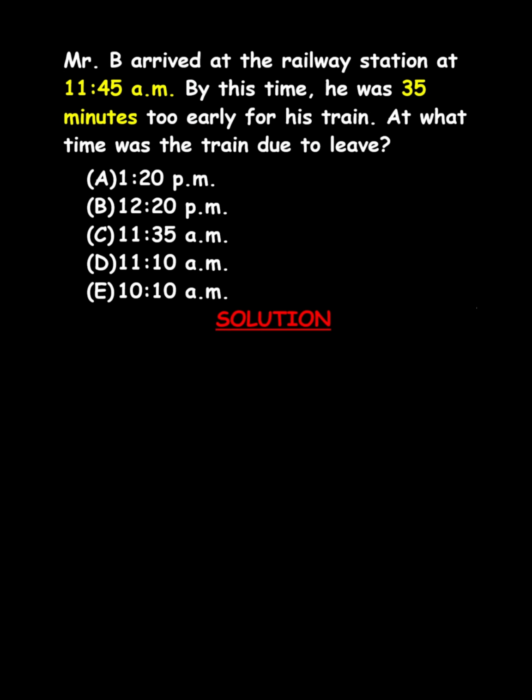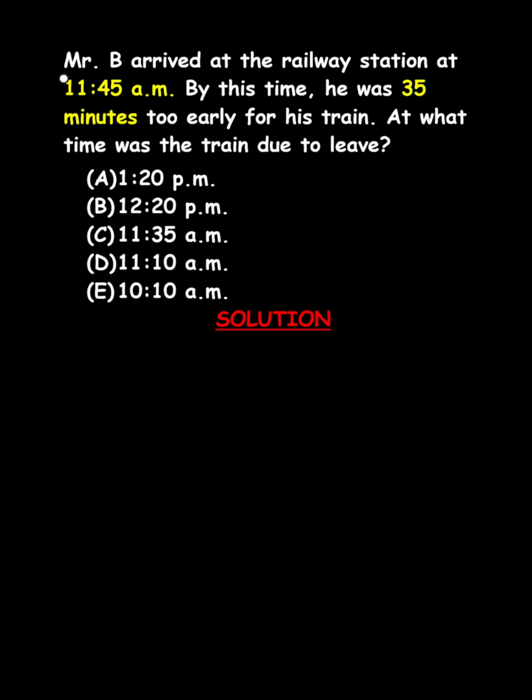Mr. B arrived at the railway station at 11:45 a.m. By this time, he was 35 minutes too early for his train. At what time was the train due to leave? A. 1:20 p.m. B. 12:20 p.m. C. 11:35 a.m. D. 11:10 a.m. E. 10:10 a.m.